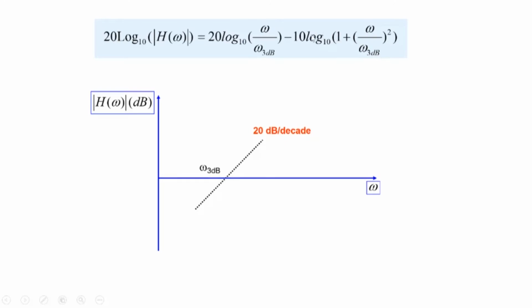But remember, we've already seen a term like this. So what happens is this term is 0 till about omega 3 dB. And at that point, it starts to decrease by 20 dB per decade here. So it would be like this here, minus 20 dB per decade.